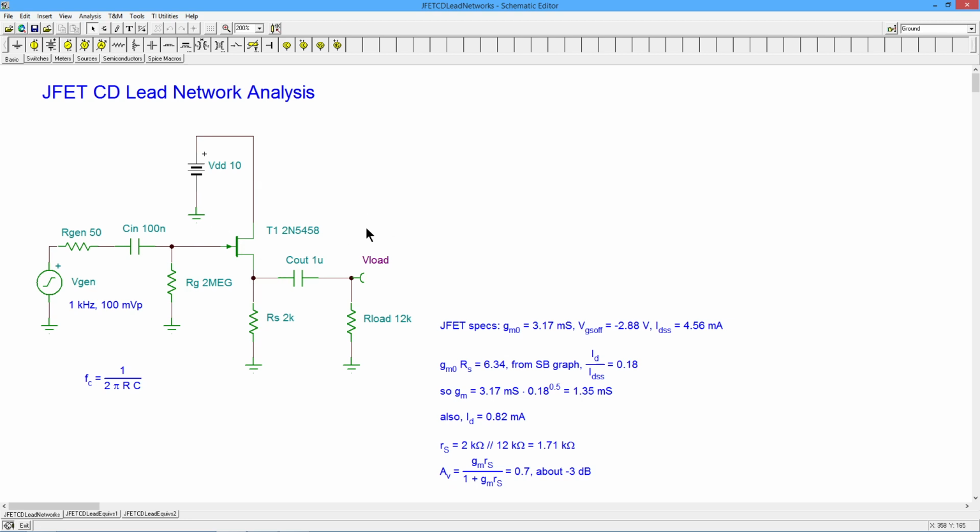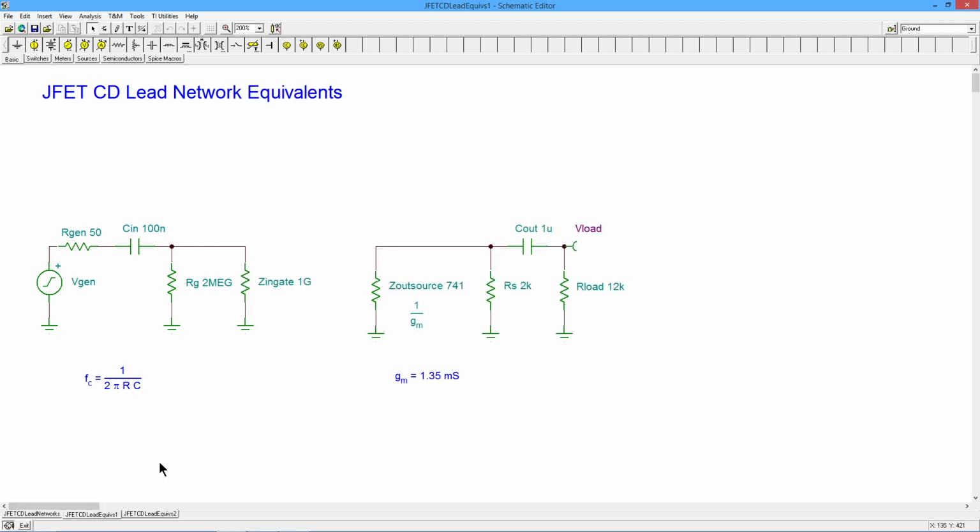And from preceding work, we have discovered that that is equal to 1 over GM. Now, we know what the GM value is. Again, take a look at that other video, 1.35 millisiemens. So take the reciprocal of that. That works out to 741 ohms.